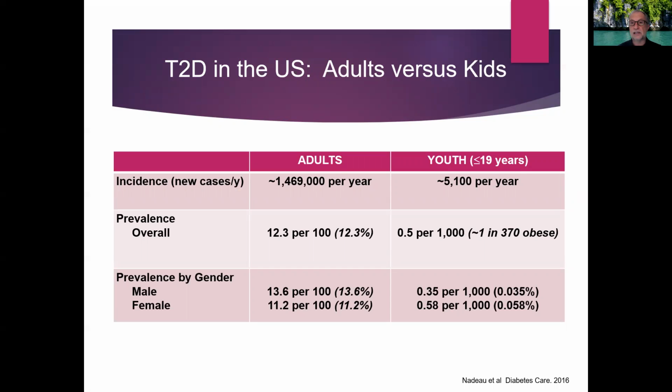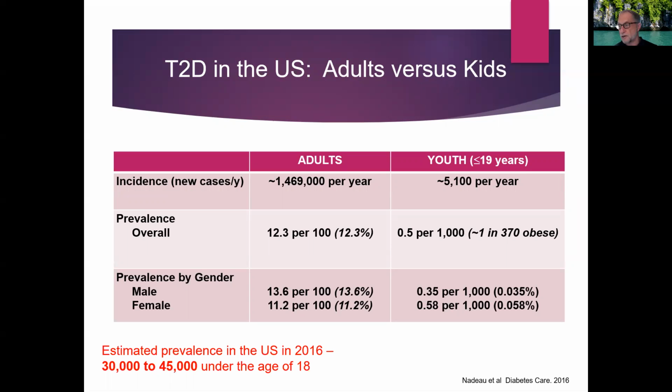Overall, whereas there are 25 million individuals among adults with type 2 diabetes in the United States, the estimate is that there are somewhere between 30,000 and 45,000 individuals under the age of 18. So this remains a rare disorder. It's quite different than in adults.